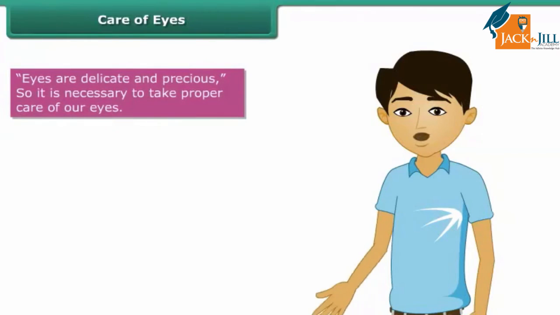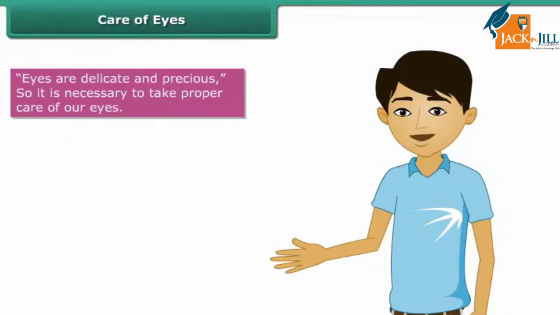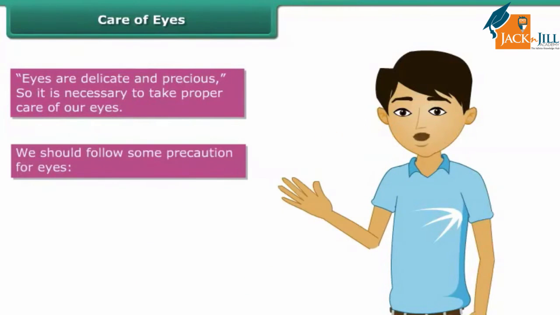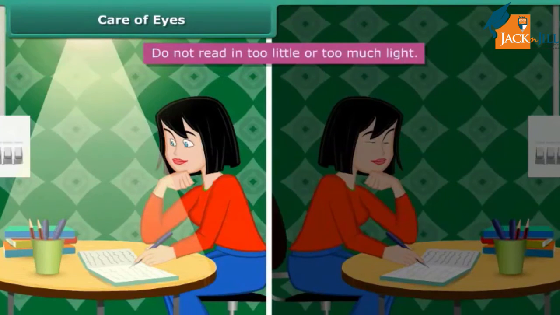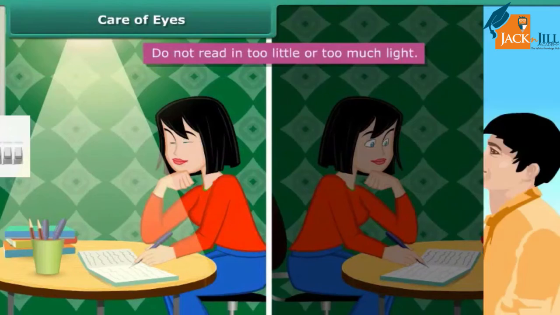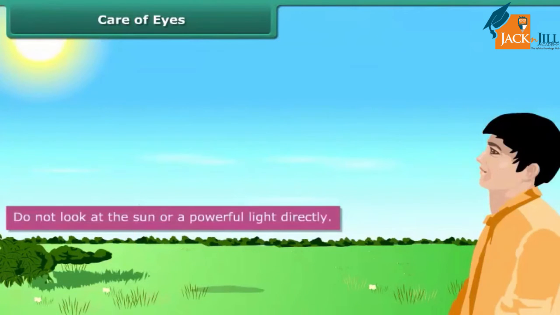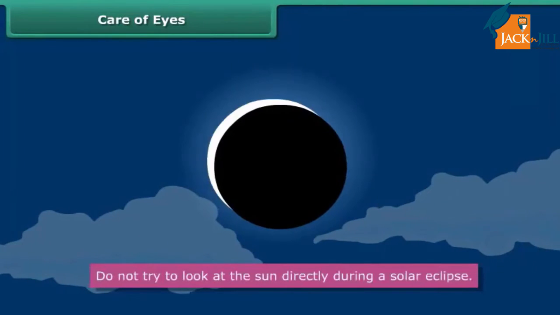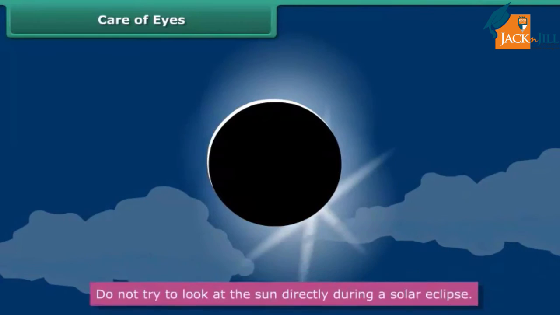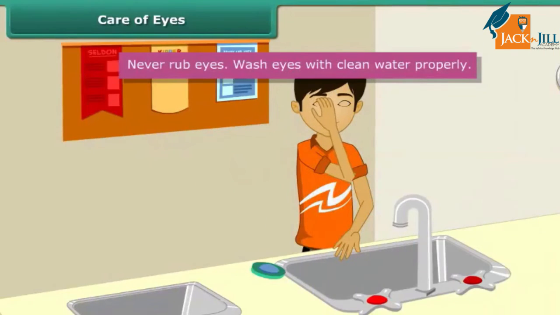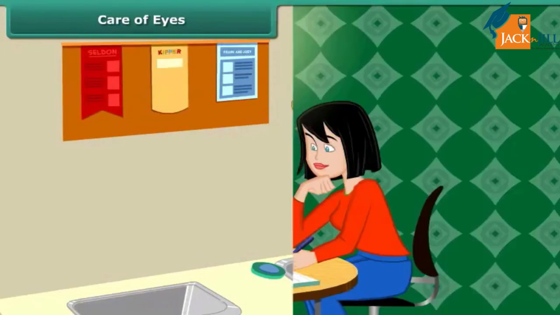Eyes are delicate and precious, so it is necessary to take proper care of our eyes. We should follow some precautions for eyes. Do not read in too little or too much light. Do not look at the sun or a powerful light directly. Do not try to look at the sun directly during a solar eclipse. Never rub eyes. Wash eyes with clean water properly.